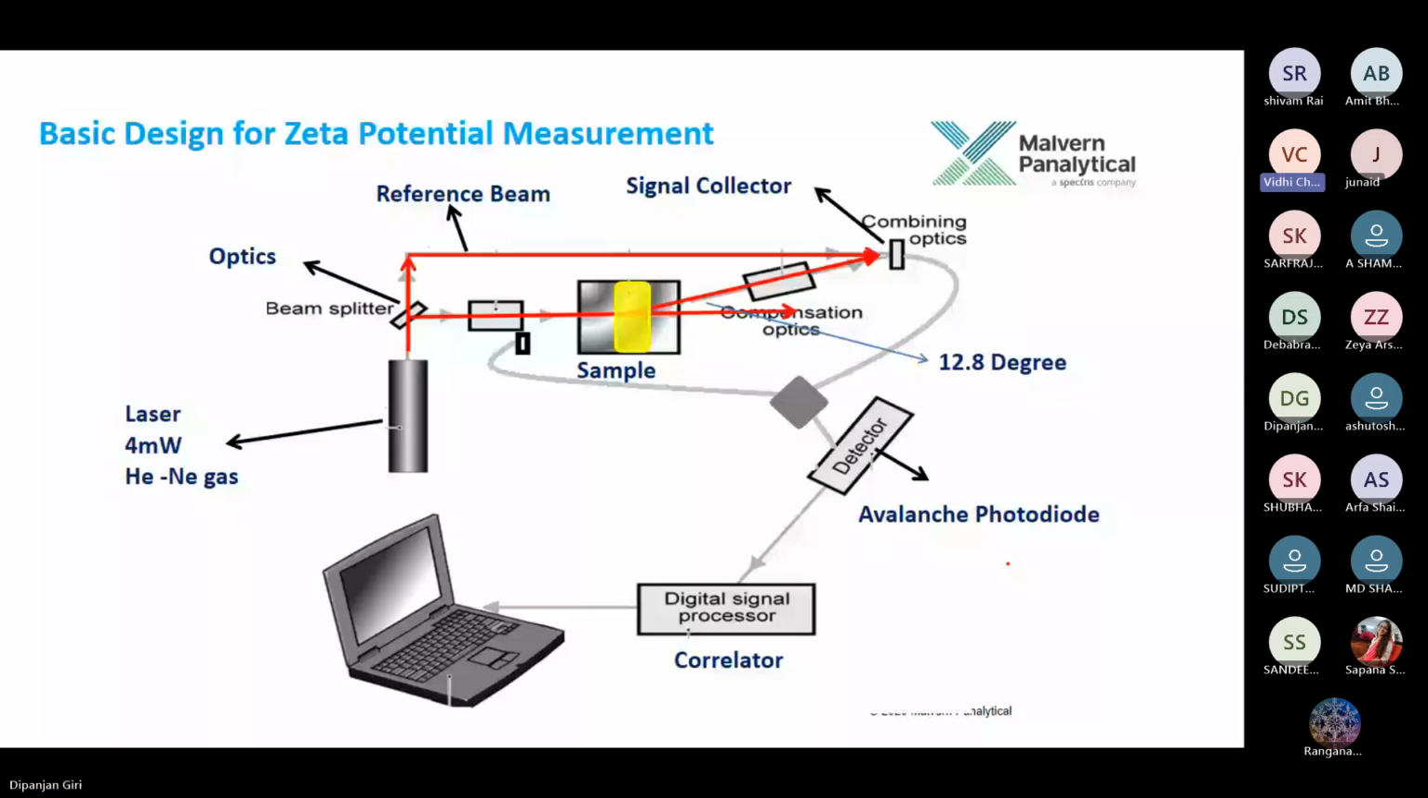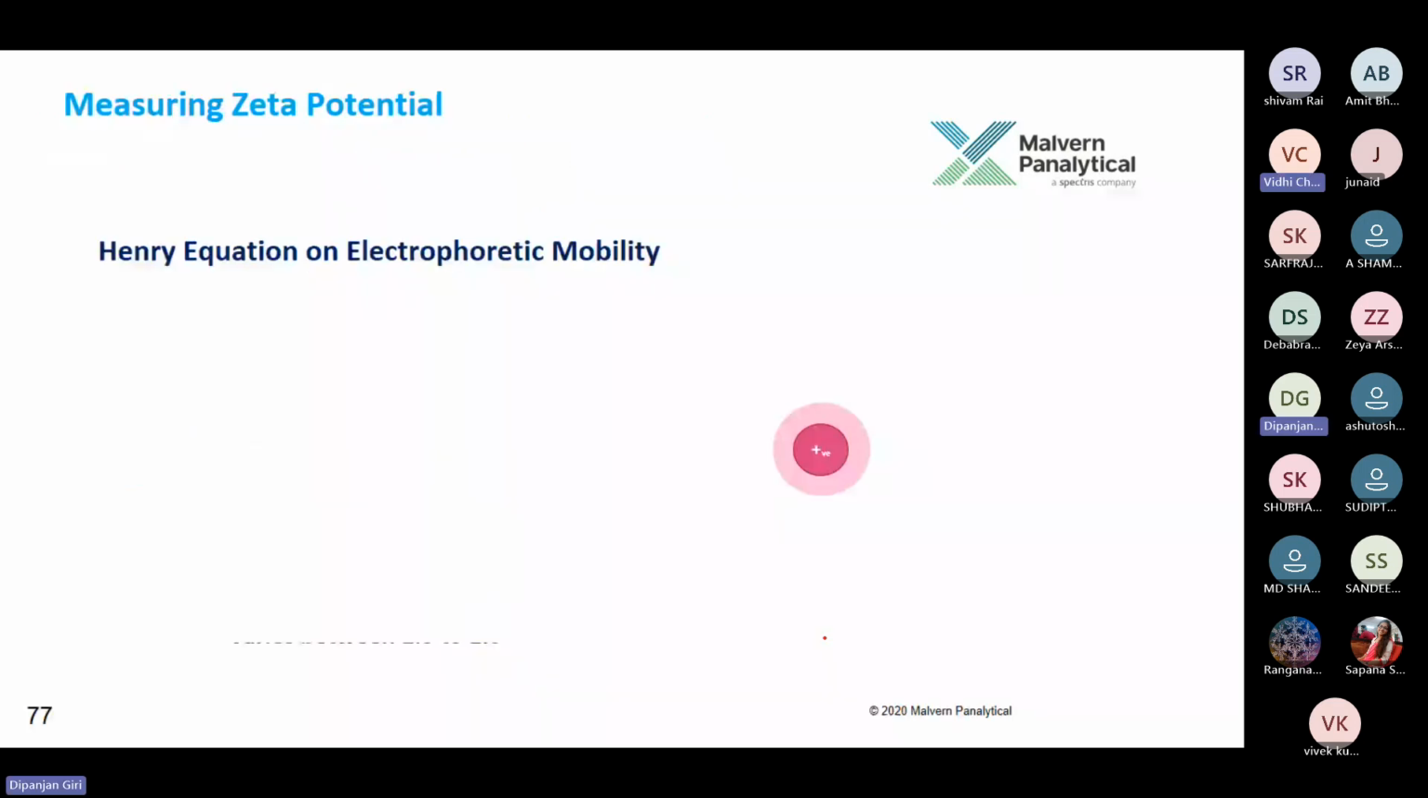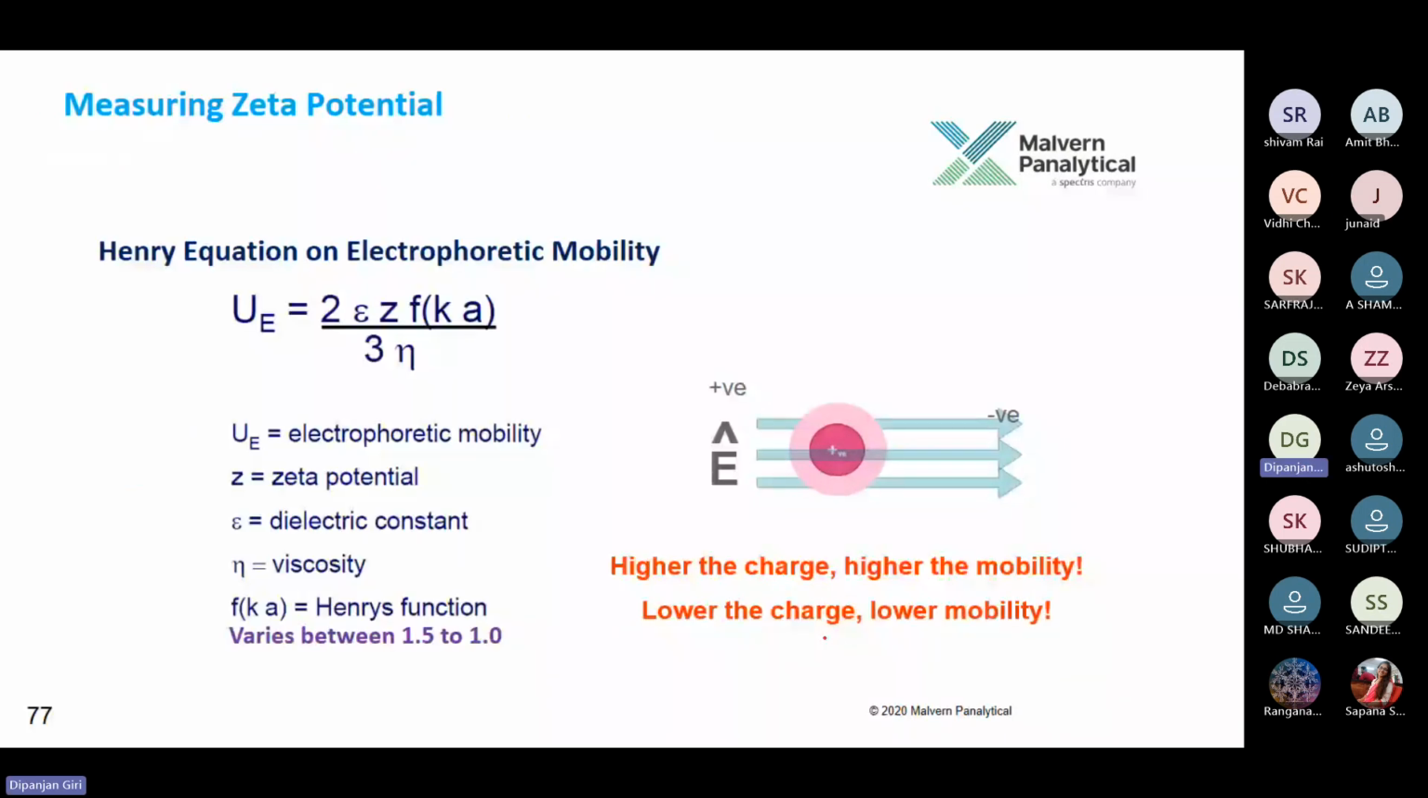So this is the instrument design representation. We have a beam splitter. It will split the beam from the same source of light into two parts, one reference beam and the second one goes to the sample for the scattering. Both beams reach the APD detector, that is the avalanche photodiode, through various optics and the optical cable in order to be detected. And this is the Henry equation with the electrophoretic mobility and the zeta potential.